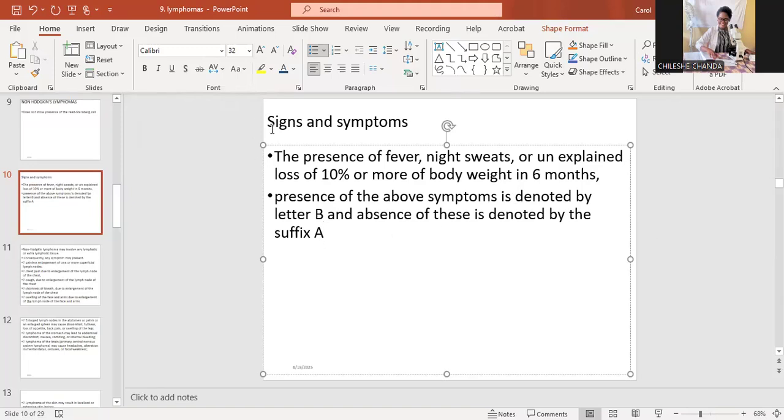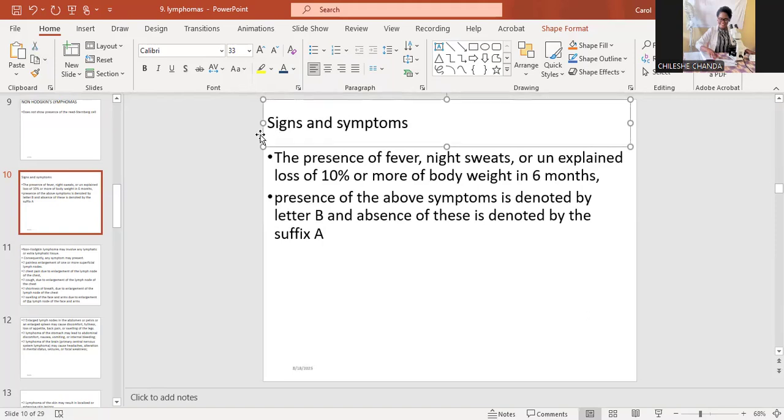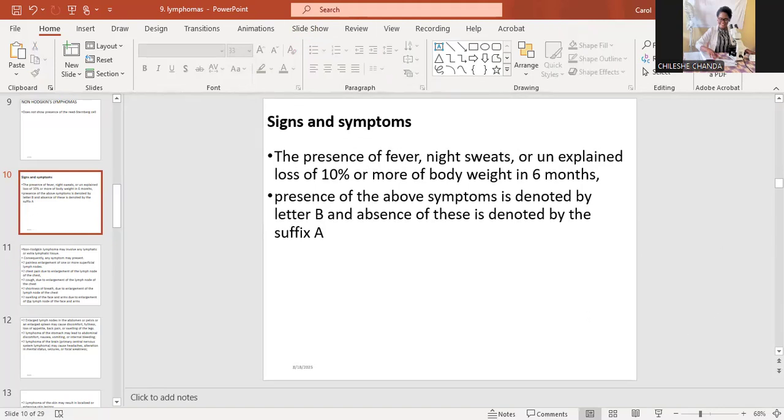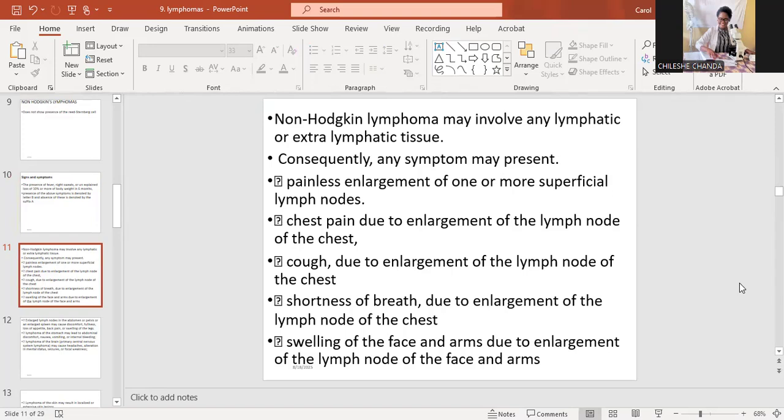So we're saying that the signs and symptoms of lymphoma include the presence of fever, night sweats, unexplained weight loss of more than 10% of body weight within 6 months. Now, the presence of these symptoms above is denoted by letter B. So if a patient has these symptoms, this is denoted by letter B. If they're absent, then we are going to denote that with the letter A.